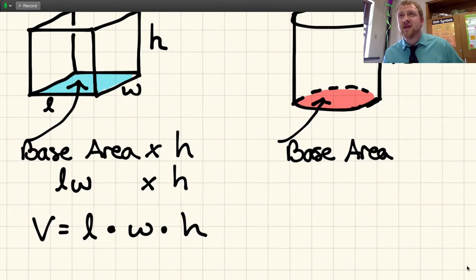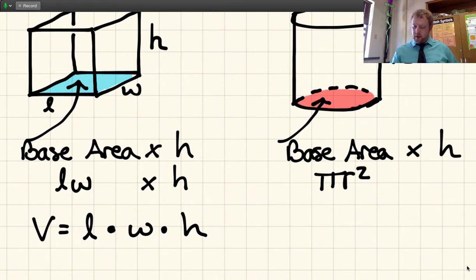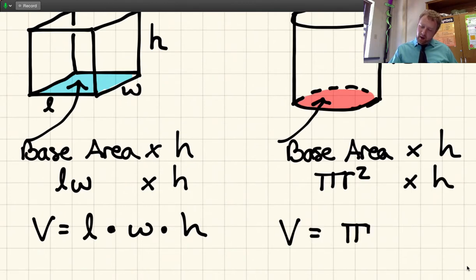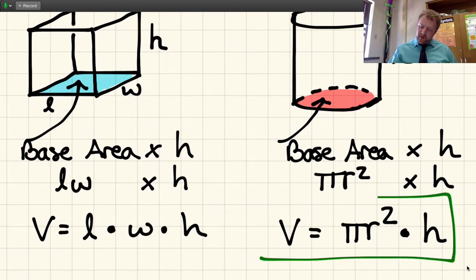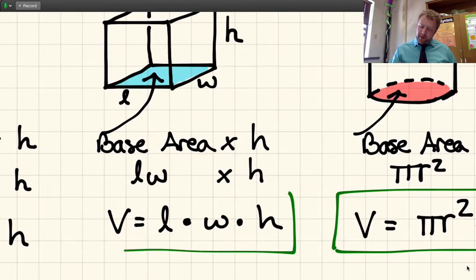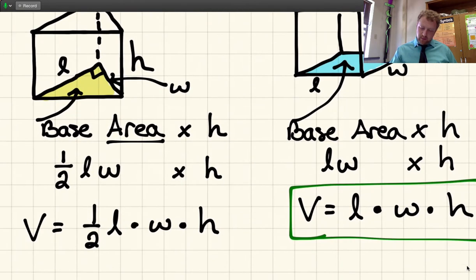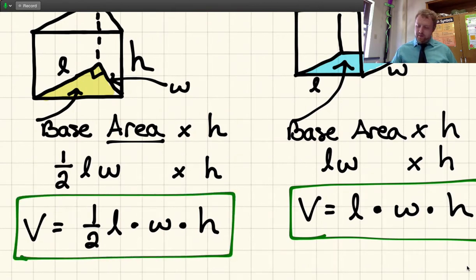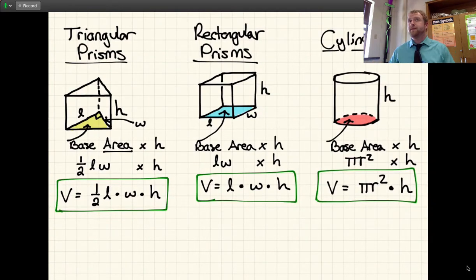Now the base area on a cylinder is, as Savannah had said, pi r squared. And then you multiply that by height. So the volume is going to be pi r squared times height. So in theory, I have 3 formulas. I have one for cylinders. I have one for rectangular prisms. And I have one for triangular prisms. There's 3 of them.